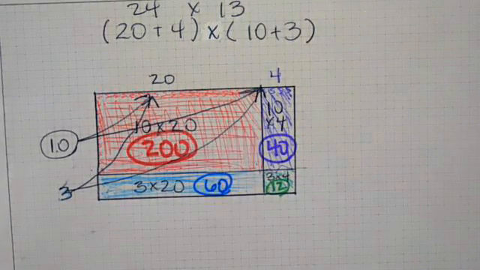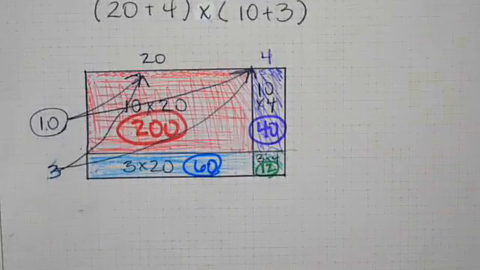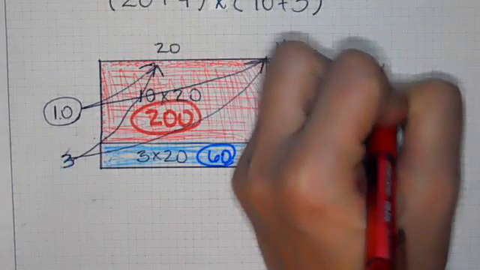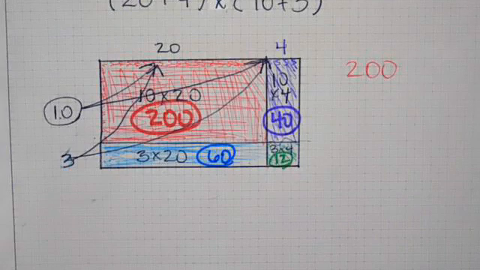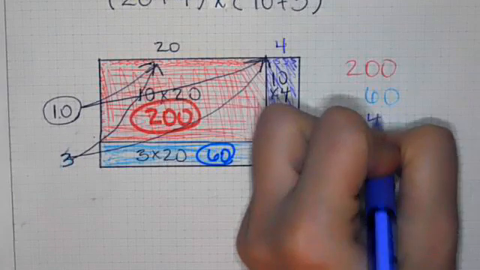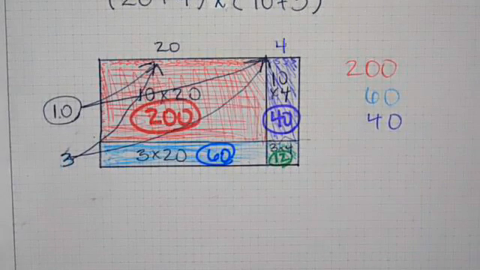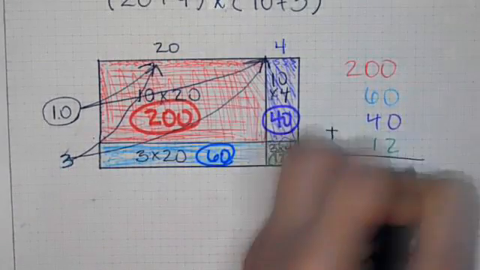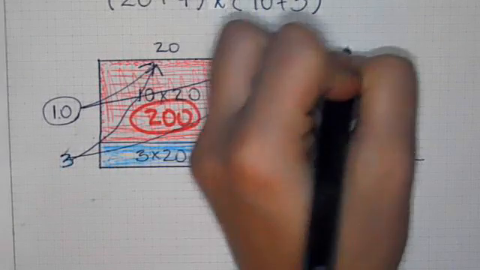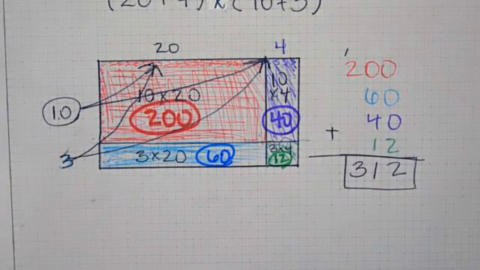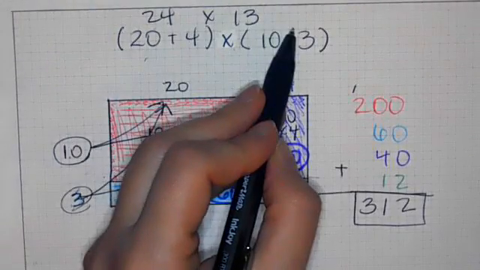I'm going to write these 4 partial products, which is what these are, in order from greatest to least. So it's 200. I have 60. I have 40. And I have 12. I'm going to take these 4 partial products and add them together and find that my solution is 312. So if I take 24 times 13, I will get 312.